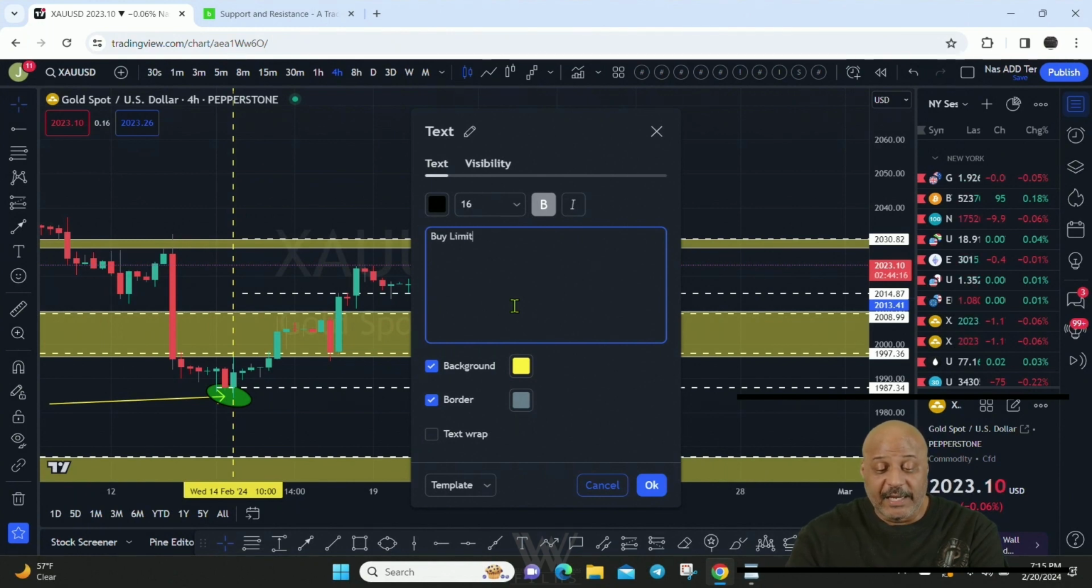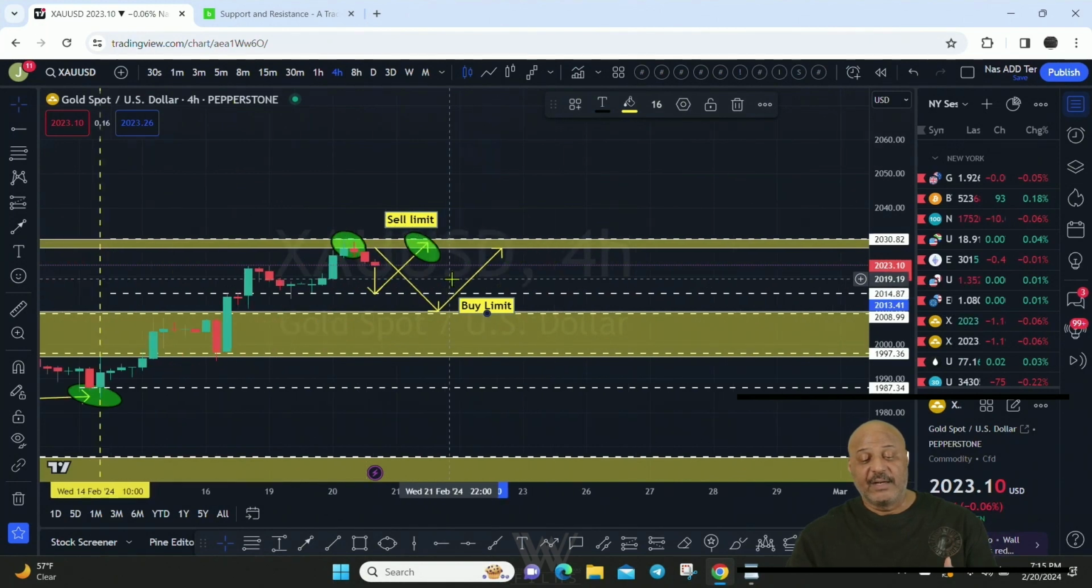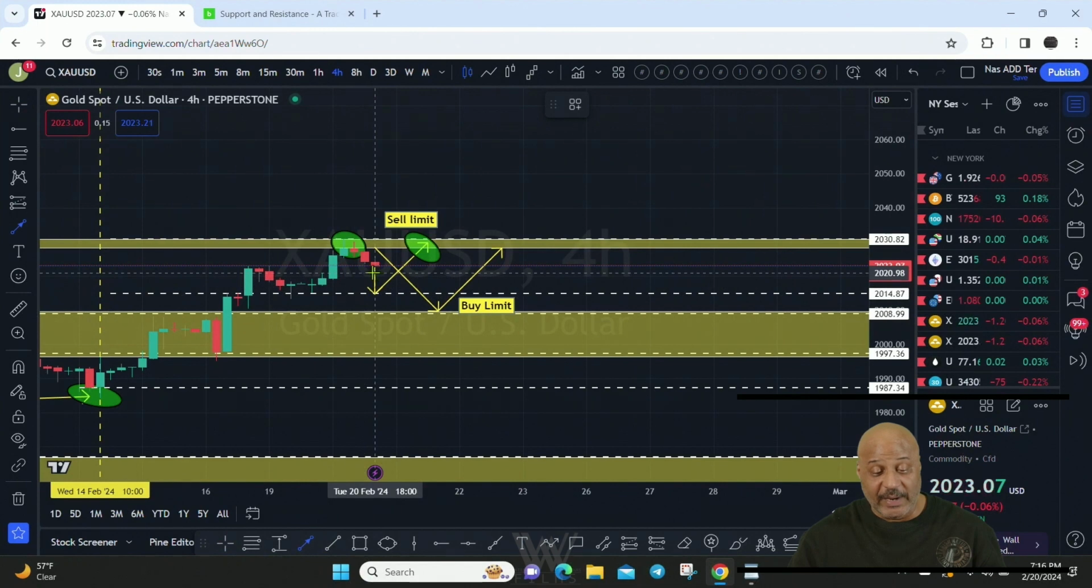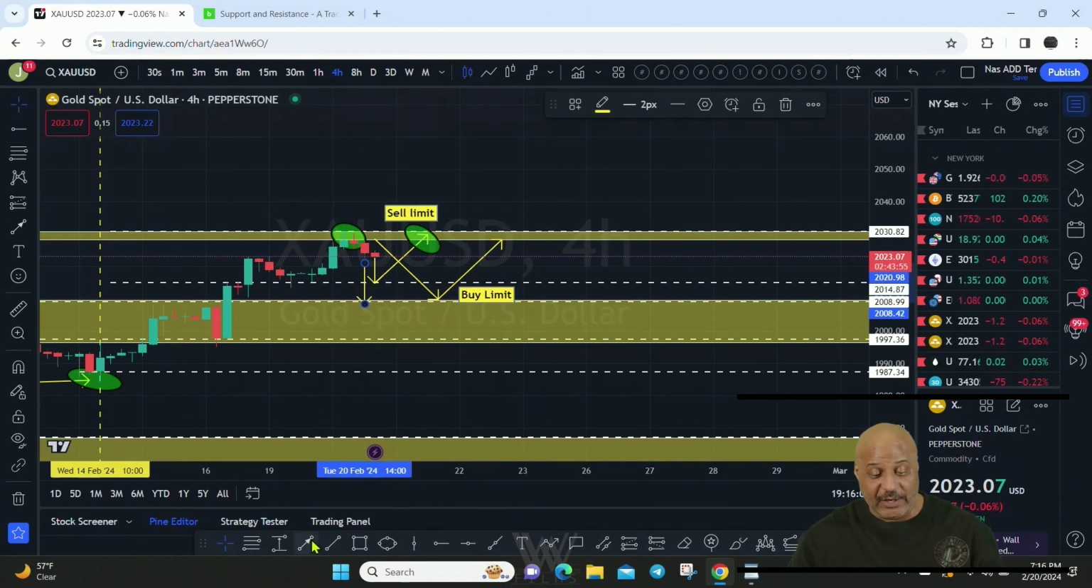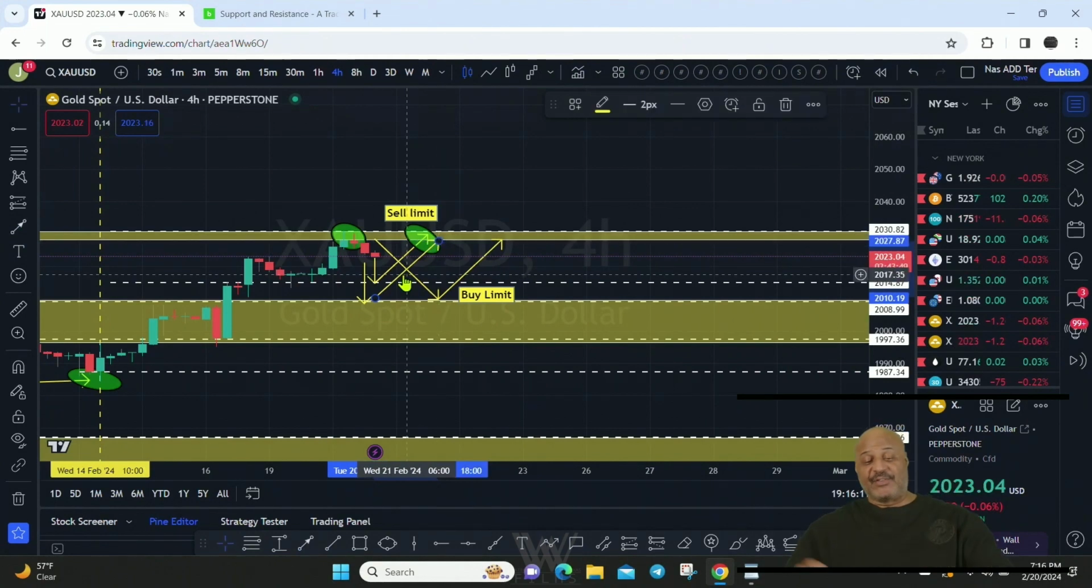A buy limit is based on my analysis saying that I believe that price will come down here, and it could reject, or it could continue, right? I have another arrow, it could continue all the way down, and then reject and go that way, up here, see? Boom. So it's different paths.